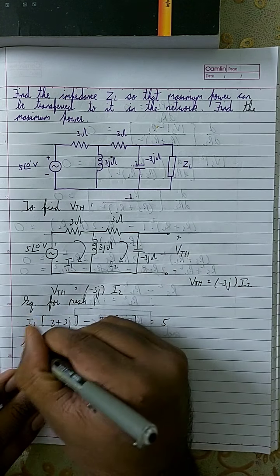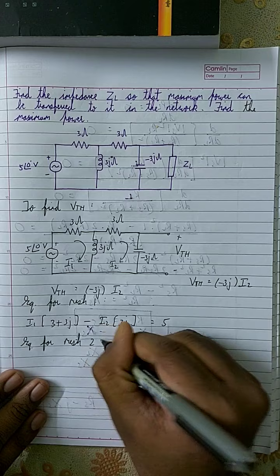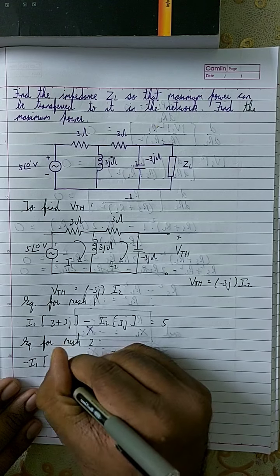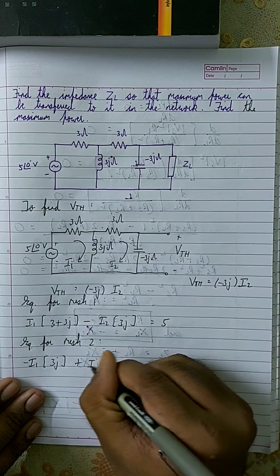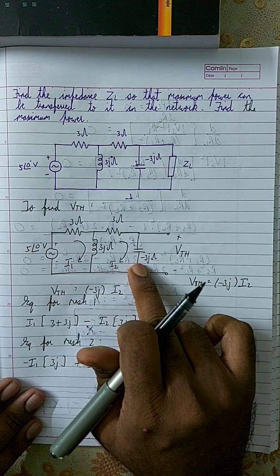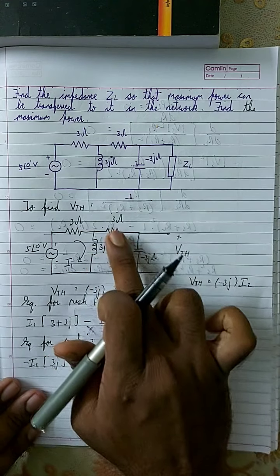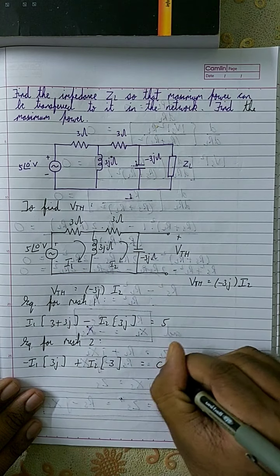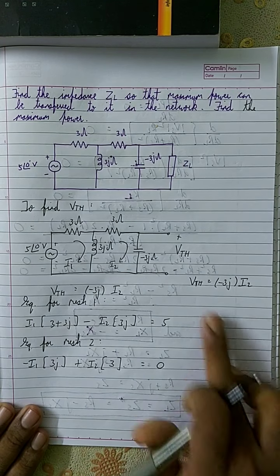Now what about the equation for mesh 2? Over here, minus I1 into 3j, plus I2 into (3j plus 3 ohm minus 3j). This 3j and this minus 3j cancel each other, so only the 3 ohm resistor will remain, and there is no voltage source over here, so this is equal to 0. Out of these two equations, we just need to find the value of I2. If you found I2, then you found VTH.